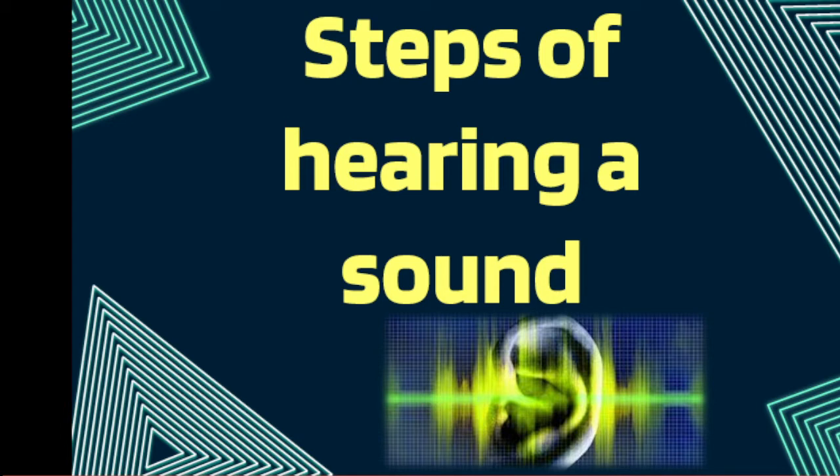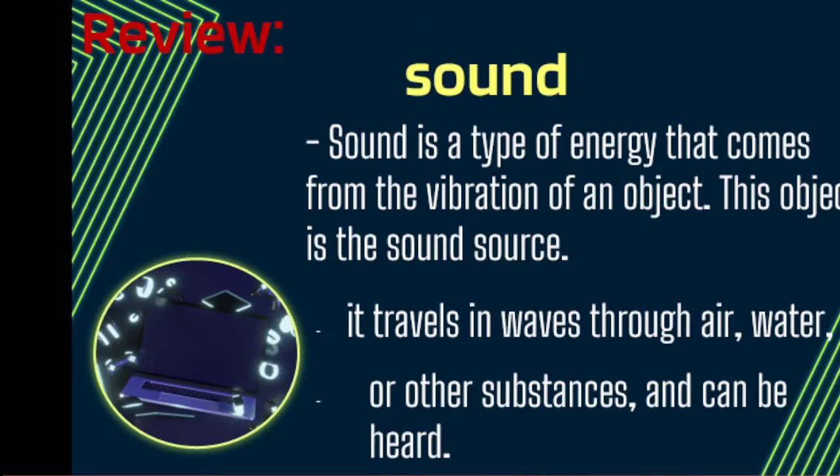We said that sound is a vibration, right? We said sound is a vibration, is an energy. It is a type of energy that comes from the vibration of an object. Okay, for example, I am talking now. So I am making a sound. How did I make a sound? Because of the vibration of my vocal cord.